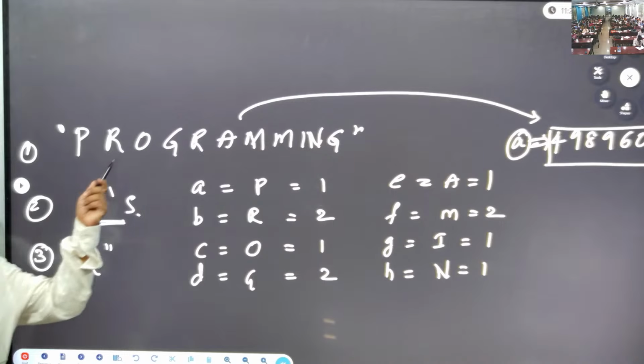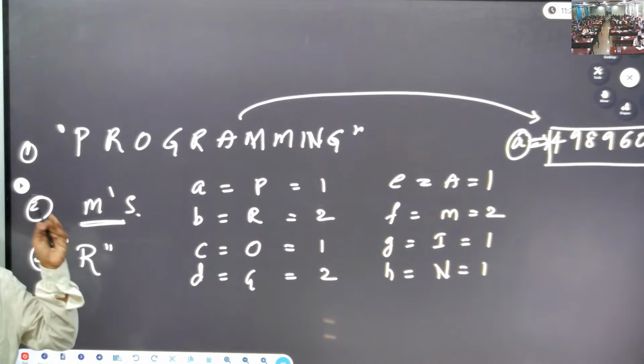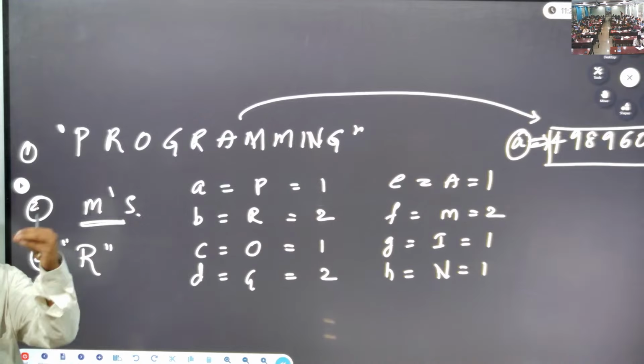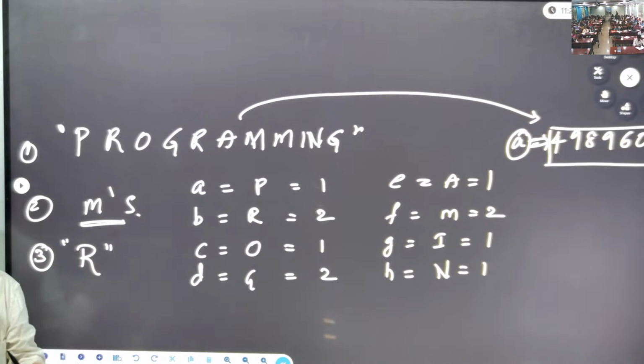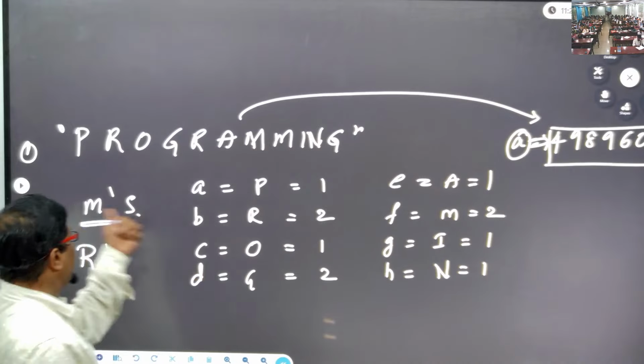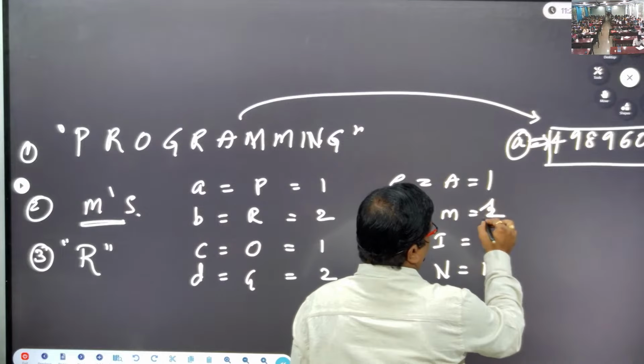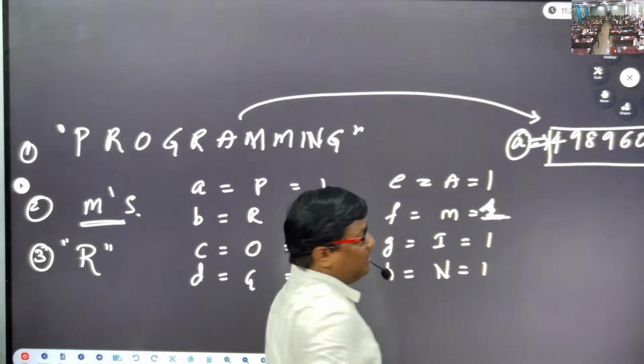Out of all these values, the m's are coming together. So whatever the number of m's is, that is going to become 1. How many m's are there? 2 m values are there. So when you are going for the second question, that value will become 1.